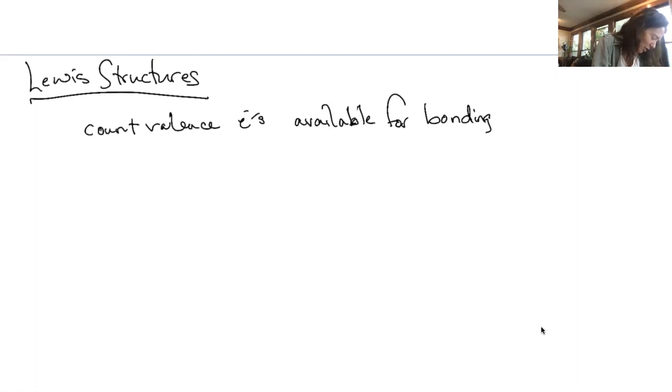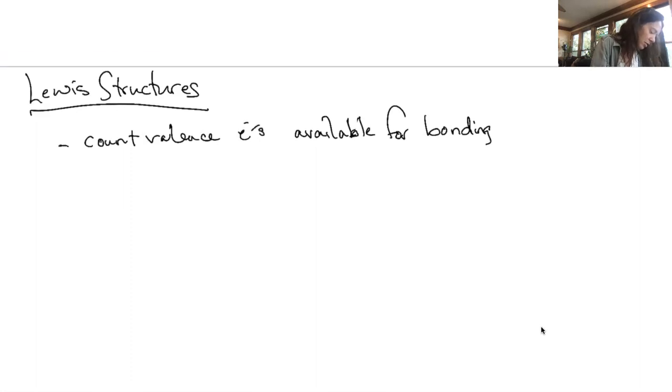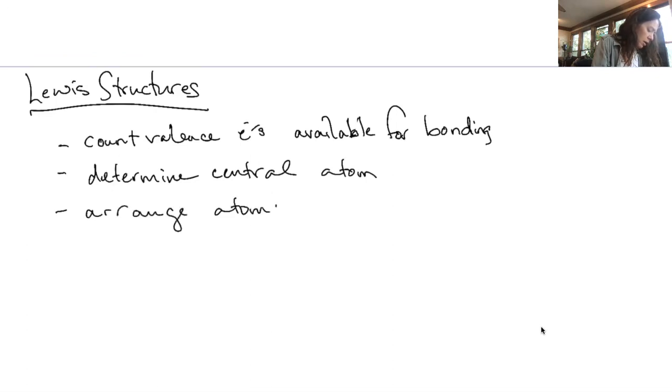Okay, so let's keep this really simple. I know what the structure is going to look like when I'm finished, okay? Actually, let's keep going. Count valence electrons available for bonding. Determine central atom. Arrange atoms. Central atom: hydrogen, never.